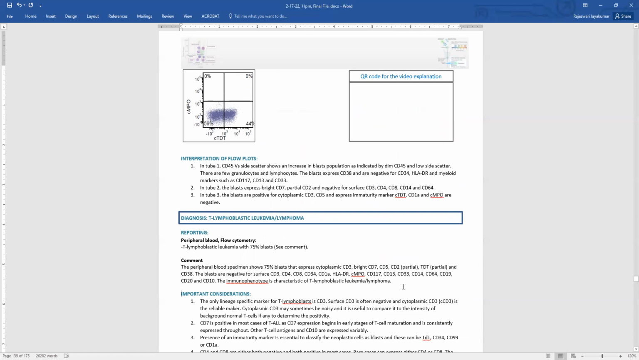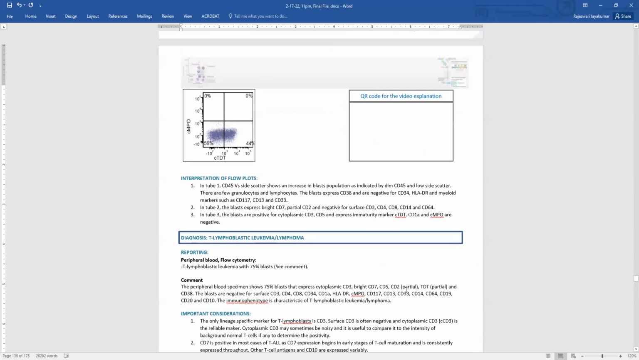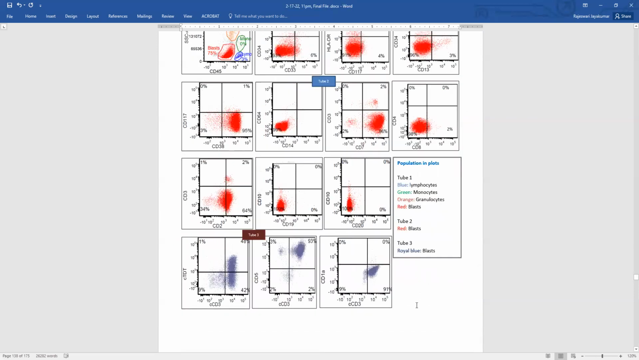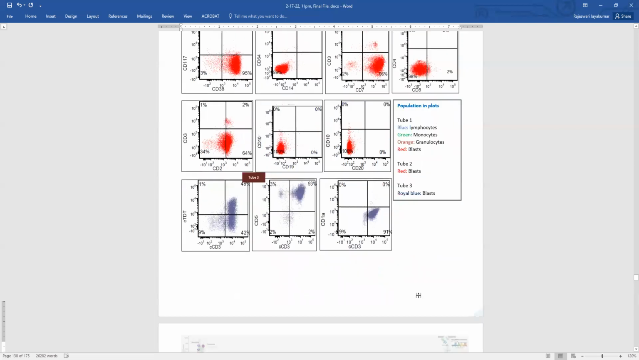It is important to document what markers are positive and to what extent, that is, the intensity. If it is partial or bright, we have to document that because we need all that data when we follow up these patients for minimal residual disease in future. That's going to be a minor population, and we have to make sure we identify it distinctly, and the prior phenotype always helps.